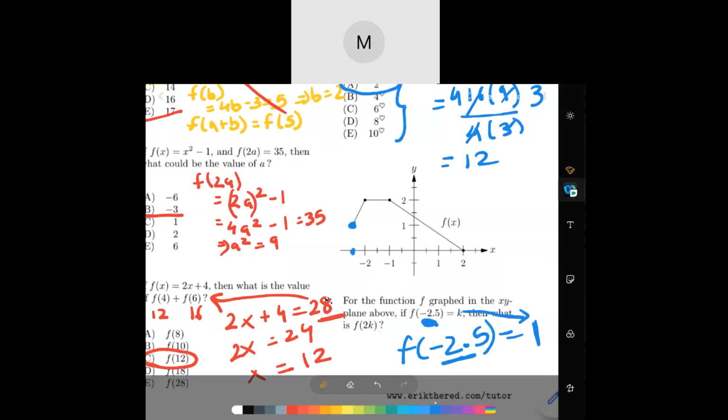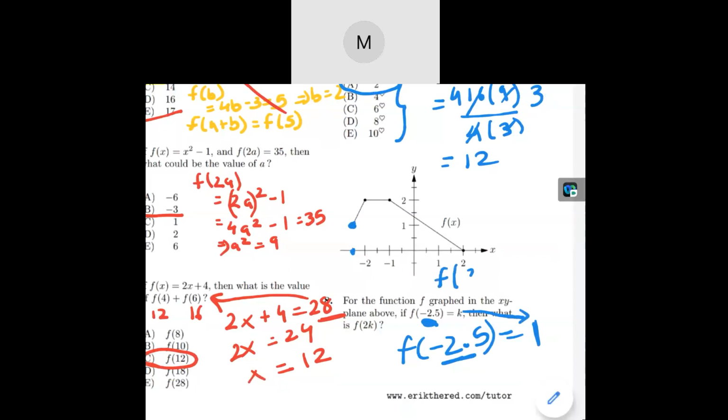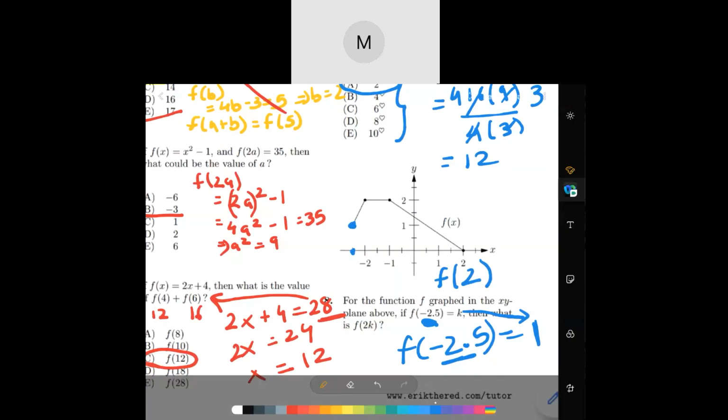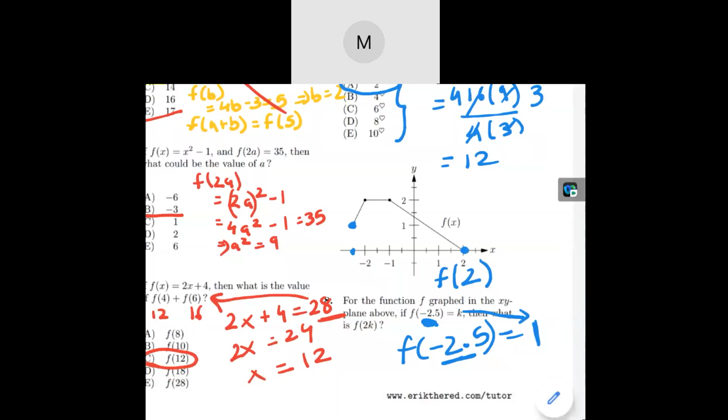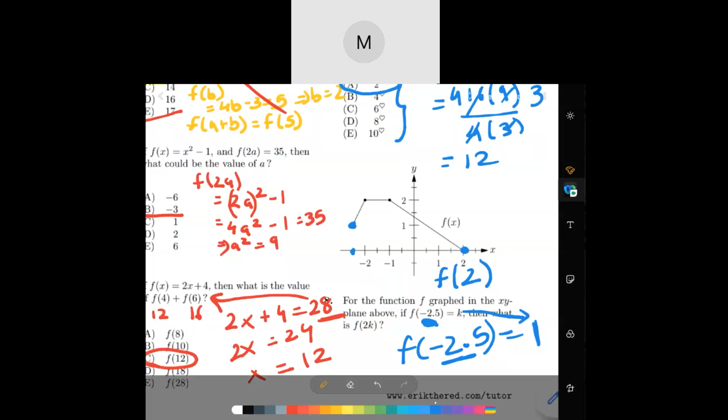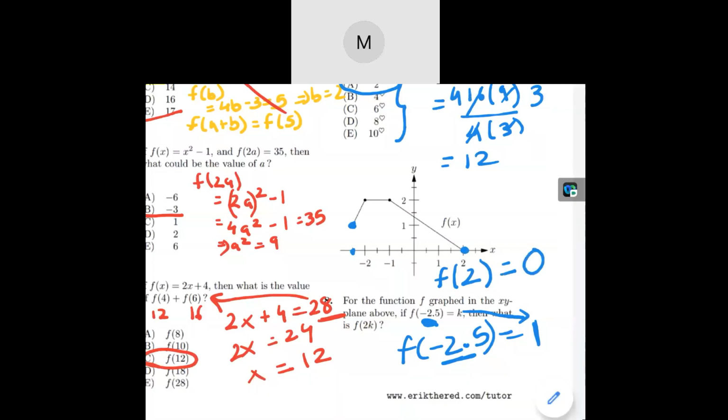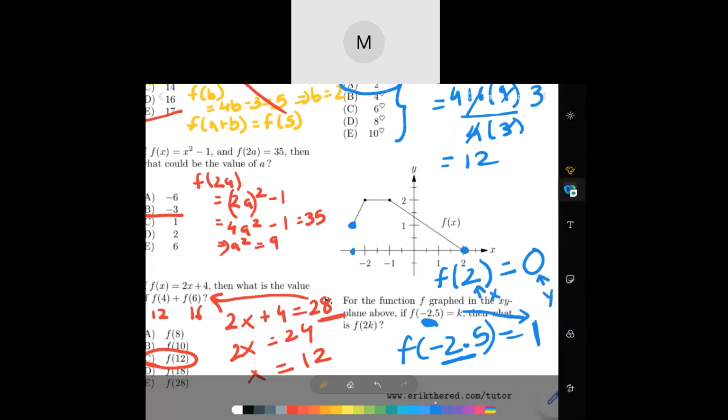Now if we are finding f of 2k, which is f of 2 times 1, we are essentially finding f of 2. So go back to where the input is 2, which is on the x-axis. Where is the value 2? Right here. And at that point, what's the y value? It's equal to 0. So this is my x value, this is my y value. That's what I mean when I say input and output. X is my input, y is my output. So in this case, the answer is going to be 0.